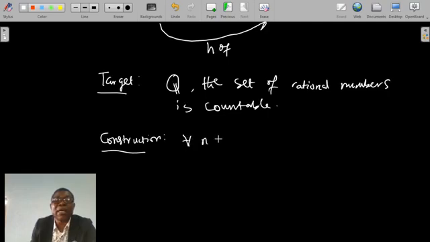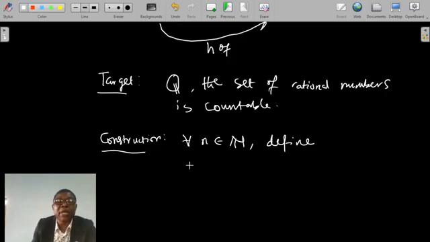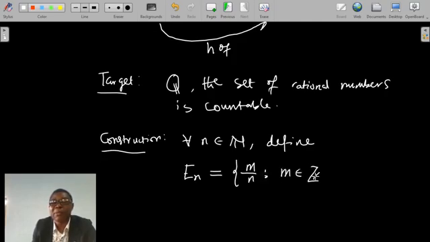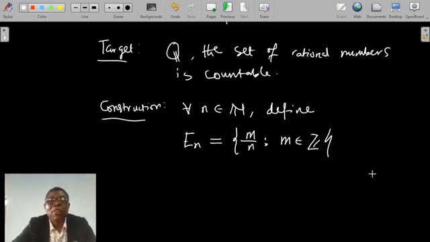Given n in the set of natural numbers, I want us to define a set En to be equal to the collection of all m over n so that m is an integer. That's the construction I've made.